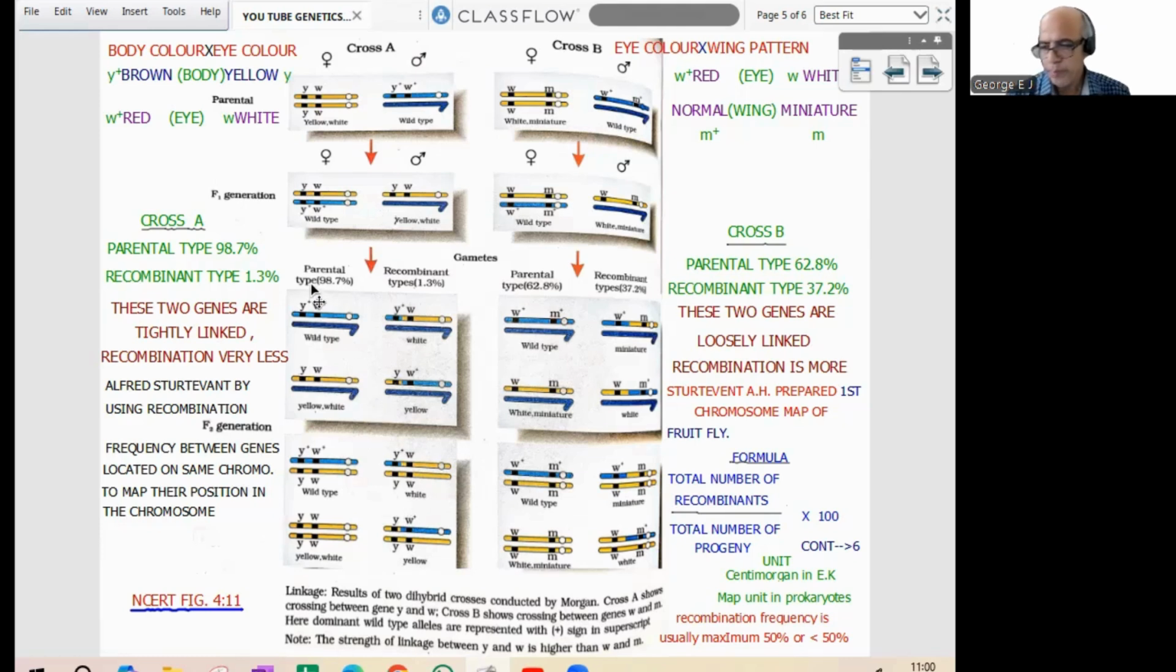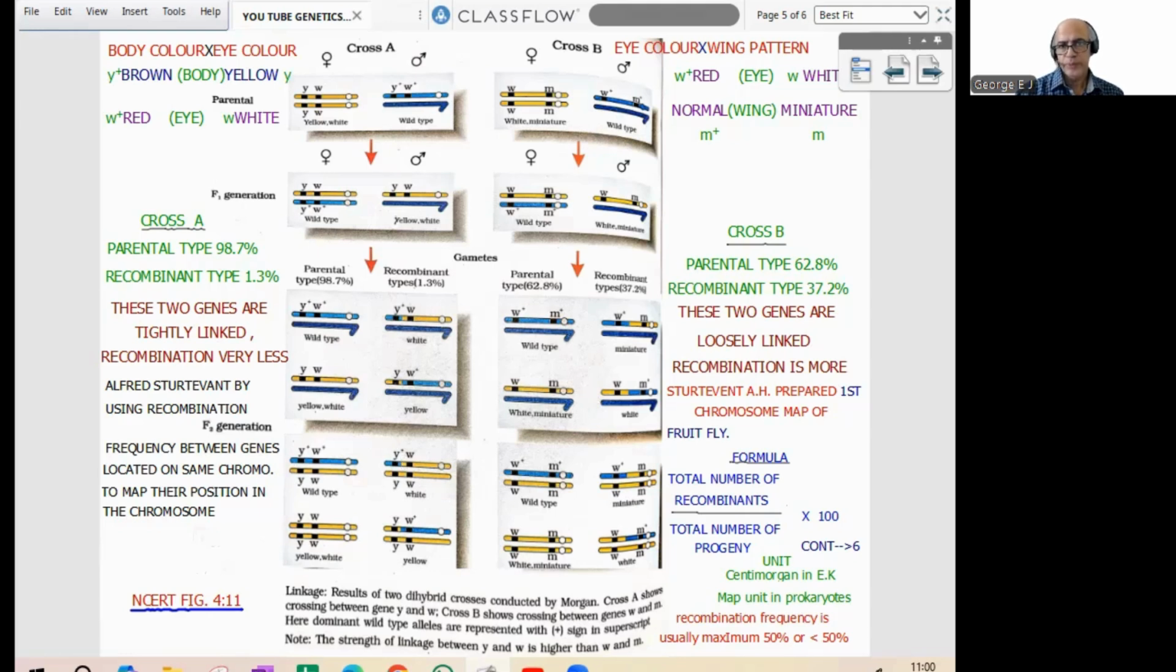Now, when we come to parental types, it is 98.7%. Recombinant type is just 1.3%. That means here recombination is less and parental is more. Further explanation I will tell you after finishing this one.